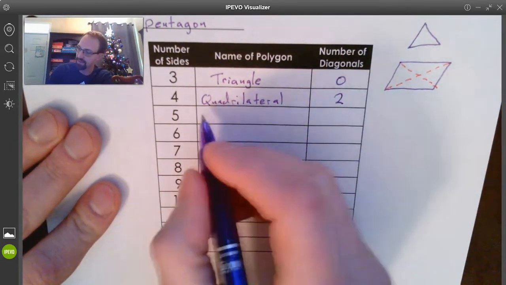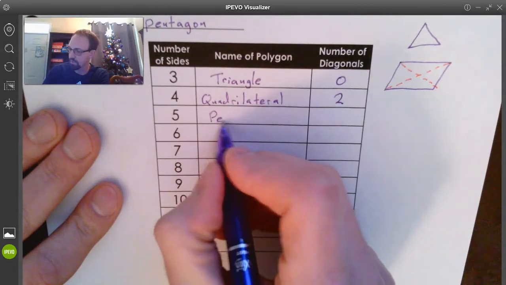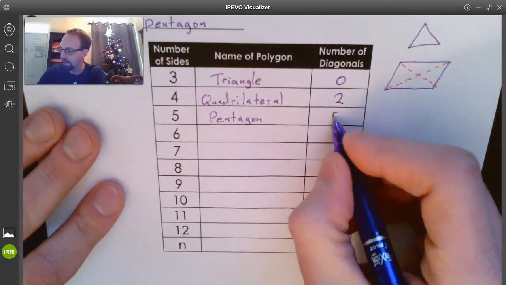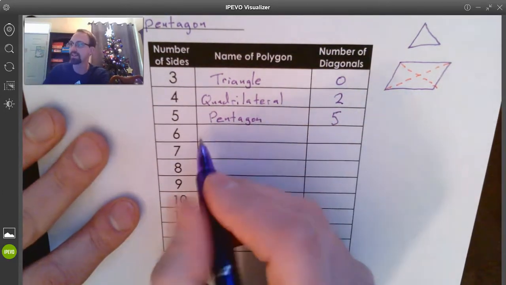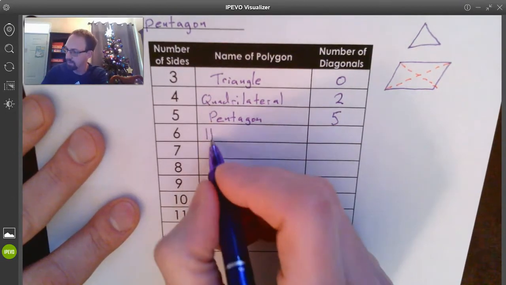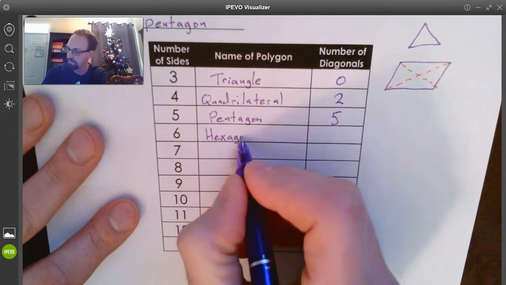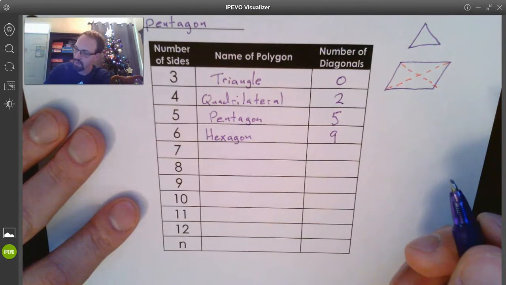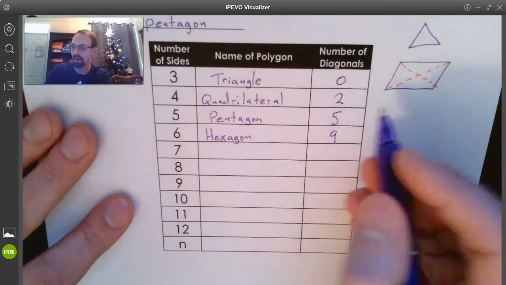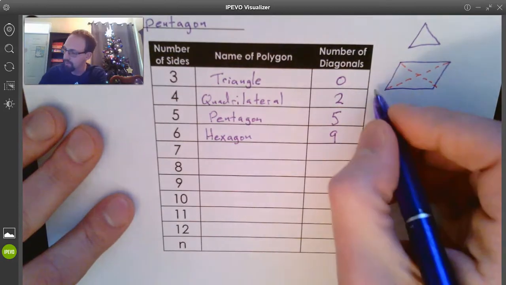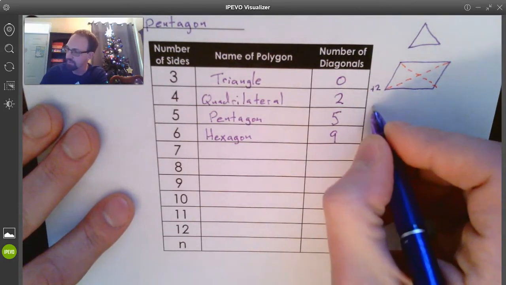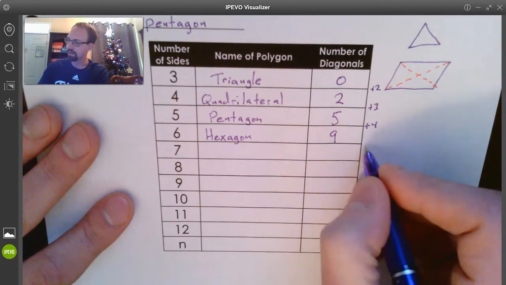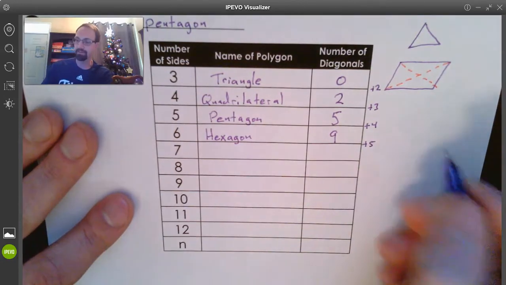The name of a 5-sided polygon is called a pentagon, which I shared from earlier. And that has 5 diagonals. A 6-sided shape is a hexagon. And that has 9 diagonals. So far, talking about a pattern, to get from 0 to 2, I had to add 2. To get from 2 to 5, I had to add 3. To get from 5 to 9, I had to add 4. To get from 9 to the next one, I'm going to have to add 5.